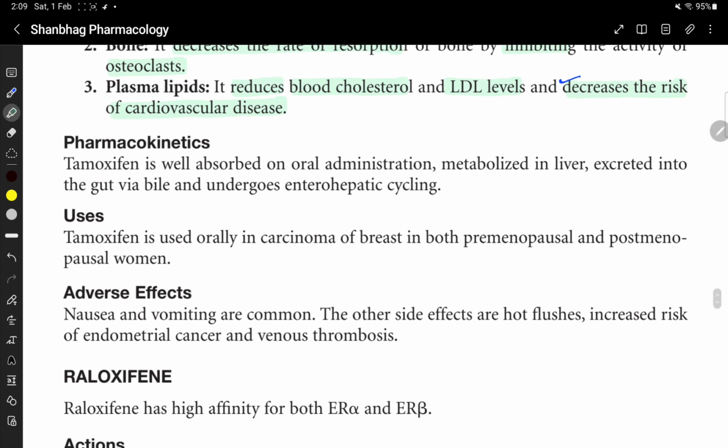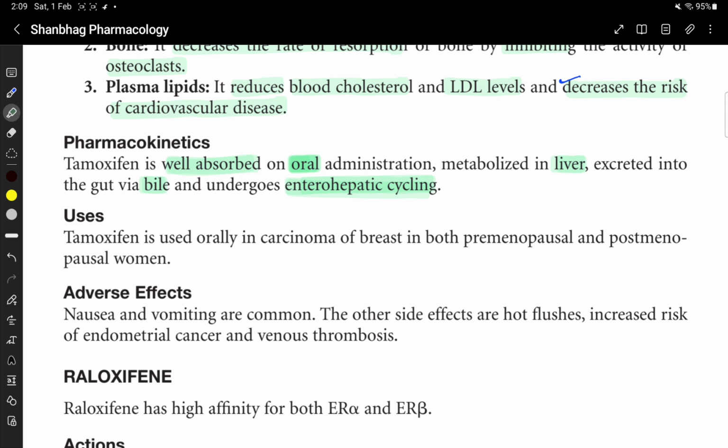Pharmacokinetics. Tamoxifen is well absorbed on oral administration, metabolized in liver, excreted in the gut via bile and undergoes enterohepatic cycling.